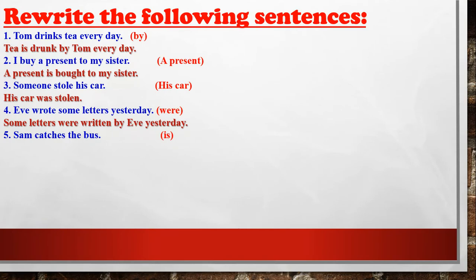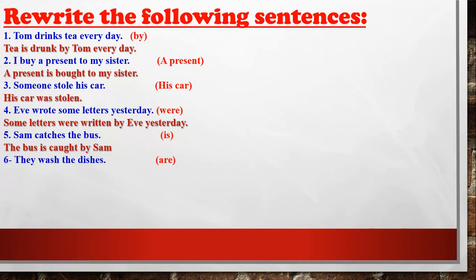Sam catches the bus. We want to use is in this sentence, so we must change it to the passive. So I will start the sentence by using the bus. The bus is caught by Sam. The answer is the bus is caught by Sam. Number 6.